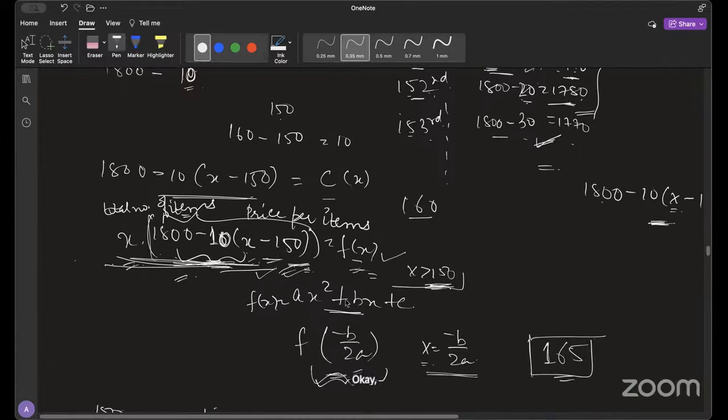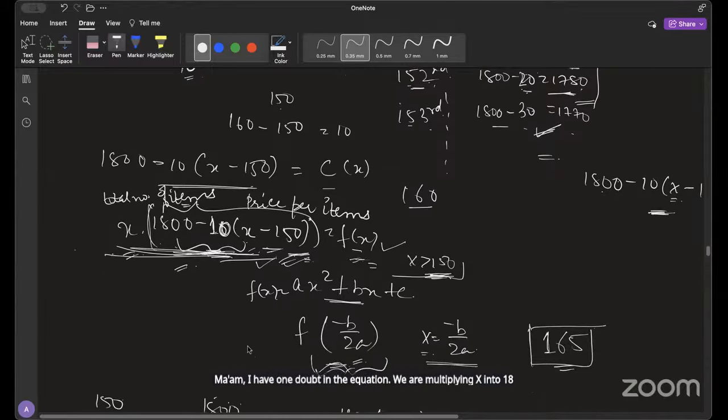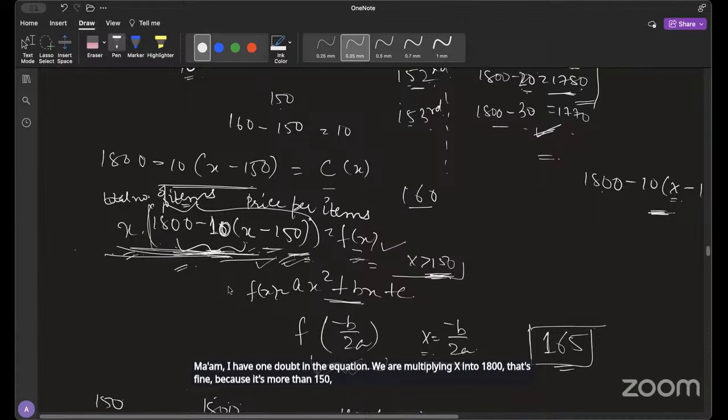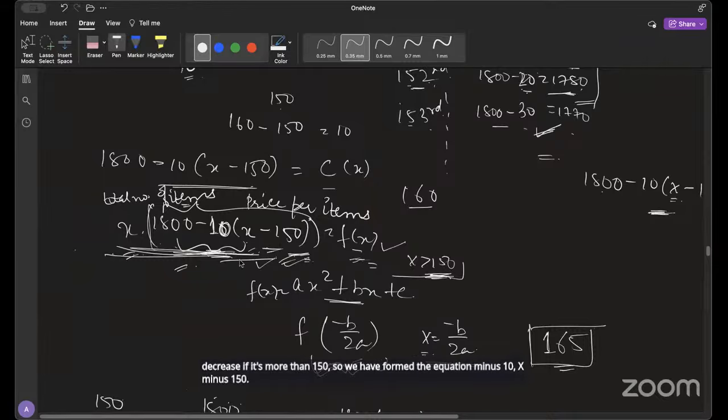Ma'am, I have one doubt in the equation. We are multiplying x into 1800. That's fine because the number of products purchased is more than 150. So x into 1800 is there. But then we are again multiplying x into the decrease, because we have to decrease if it's more than 150. So we have formed the equation minus 10 into x minus 150. So why are we again multiplying it by x?